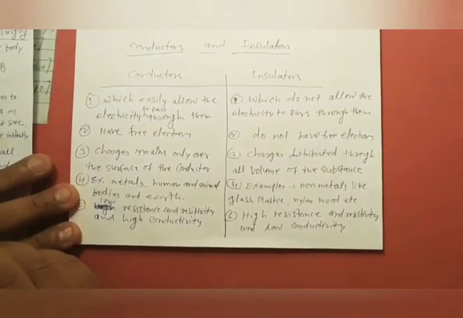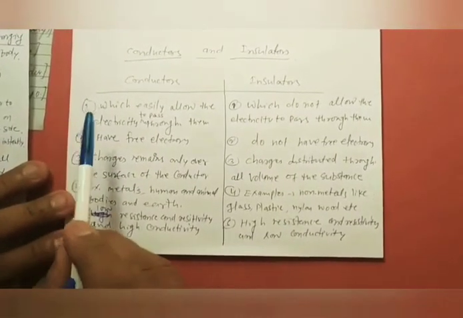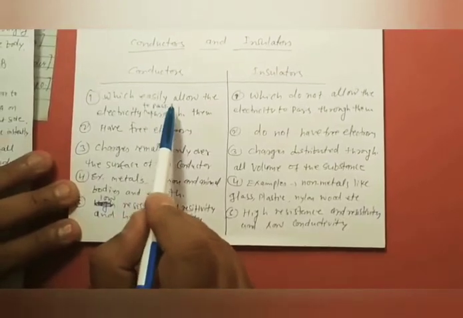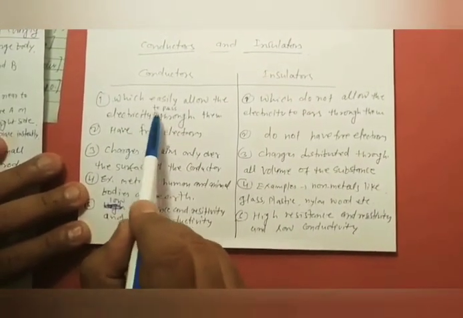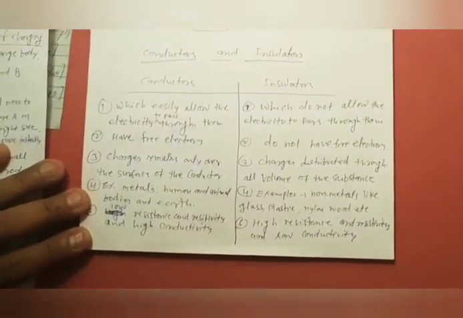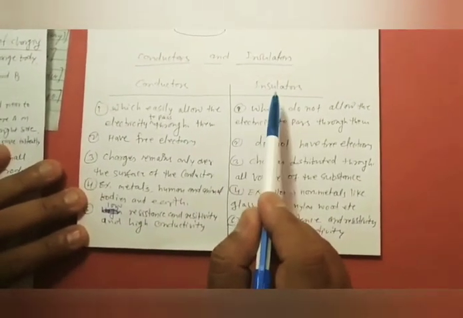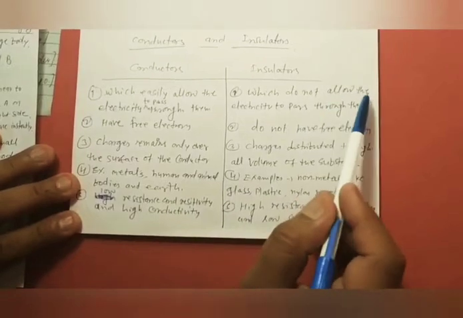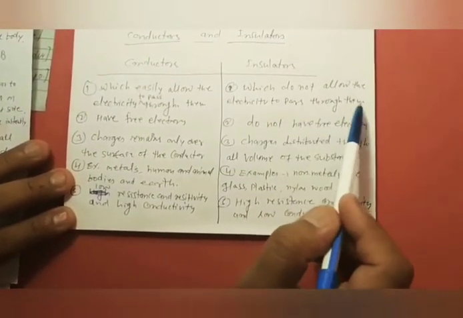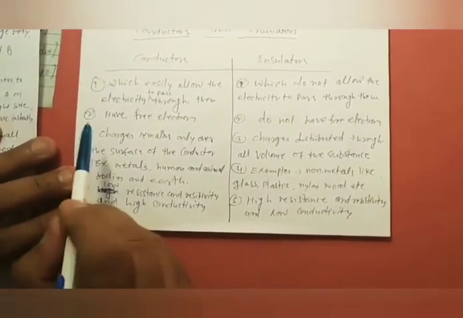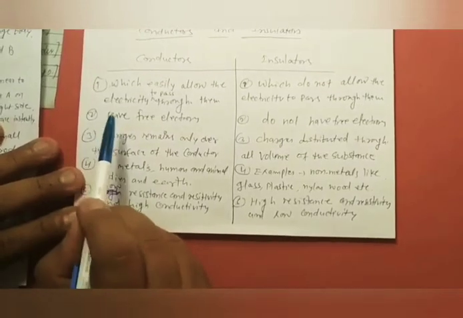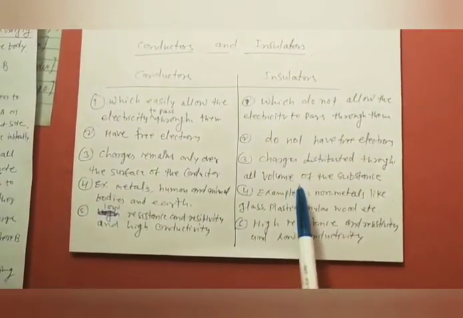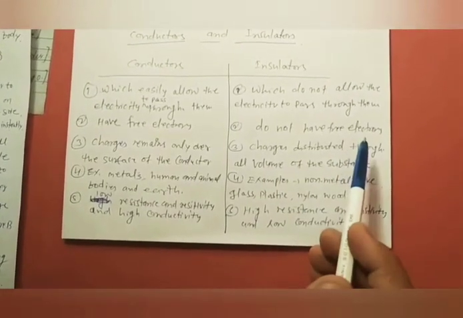Conductors and insulators. Conductors easily allow electricity to pass through them. Insulators are the substances which do not allow electricity to pass through them. Second point of difference: conductors have free electrons. Insulators do not have free electrons.